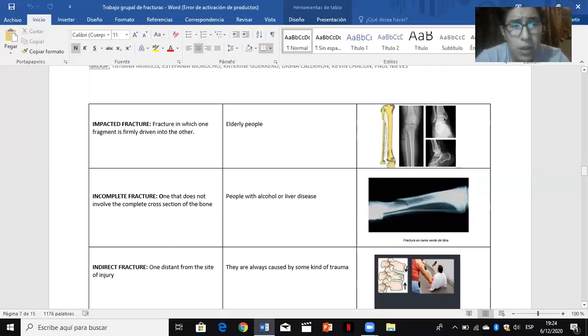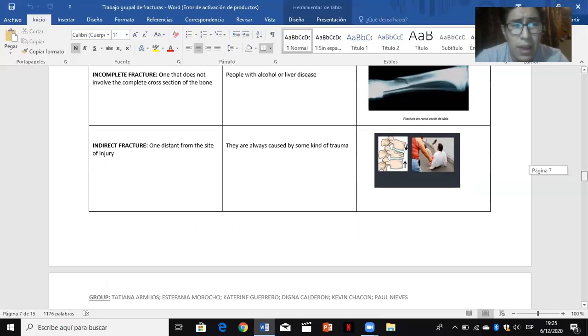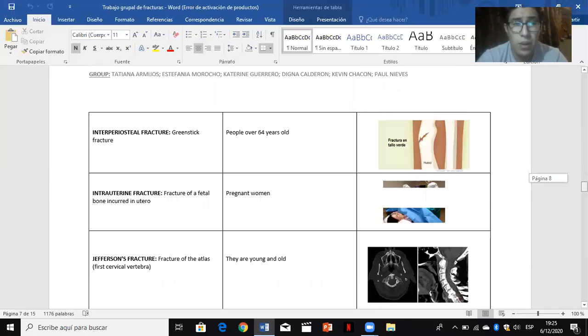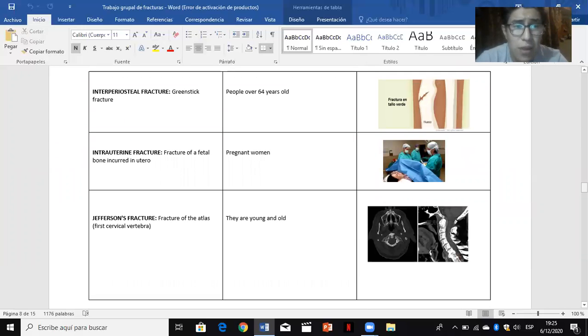Impacted fracture: fracture in which one fragment is firm, driving into the other. Incomplete fracture: one that does not involve the complete cross-section of the bone. People with alcohol or disease. Indirect fracture: occurs at a distance from the site of injury, always caused by some kind of trauma. Intrauterine fracture: fracture of fetal bones incurred in the uterus. Pregnant women at risk.